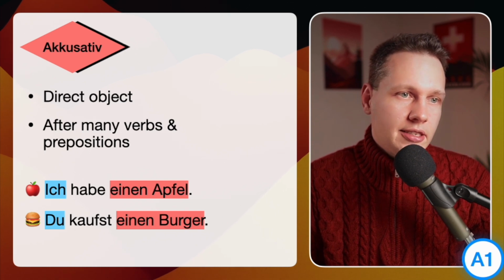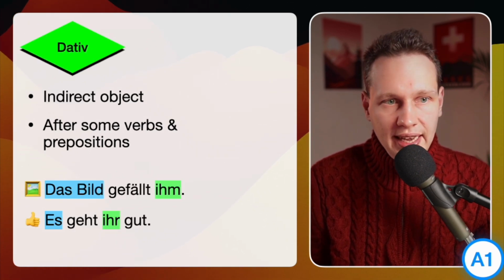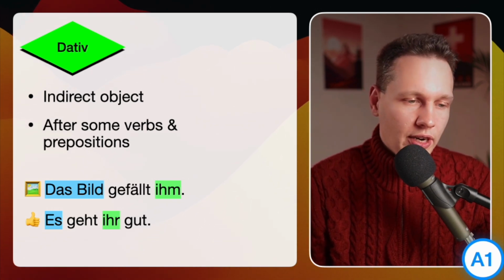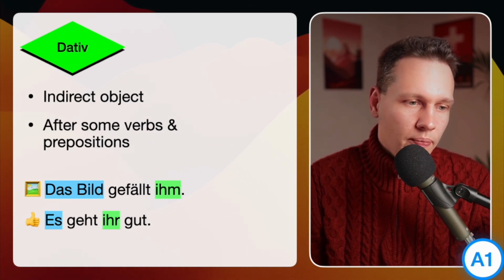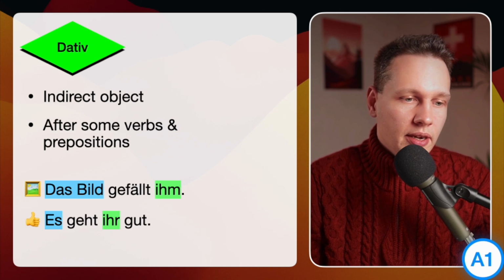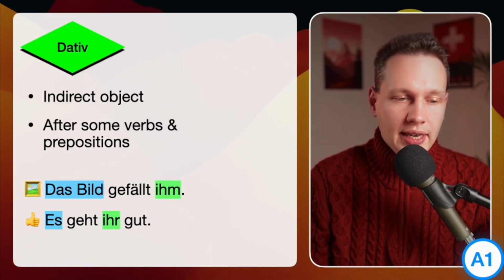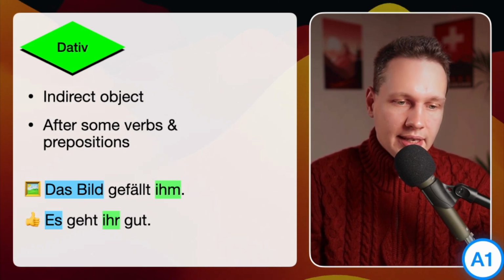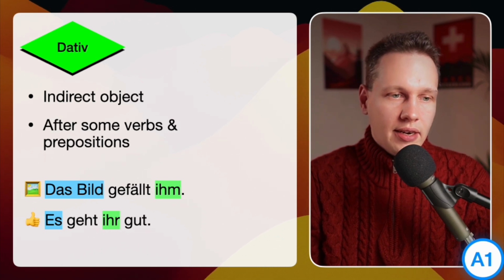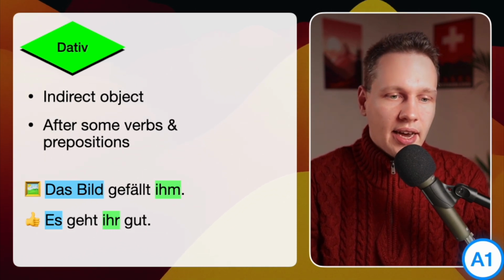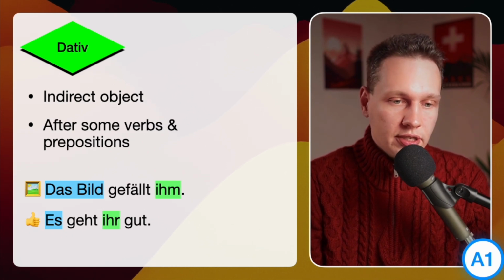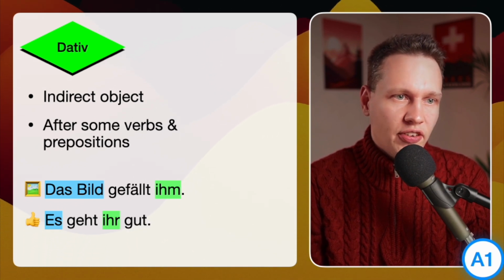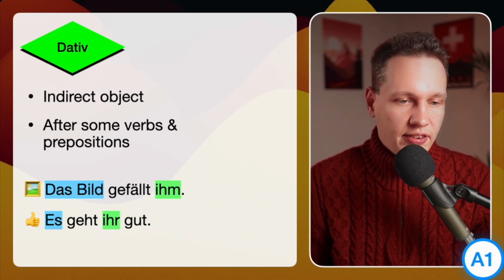All right, and next let's look at the dative. The dative is the indirect object, and it's coming after some verbs, but much less frequent than the Akkusativ. So for example, das Bild gefällt ihm. The picture is liked by him, or he likes the picture. And es geht ihr gut. She is doing well. So in this case, the affected person is written in the dative. And that's generally good to know that the dative is almost always talking about a person, or in some cases also a pet, but it's generally the receiver of some action. And so 90% plus of cases, this is a person.